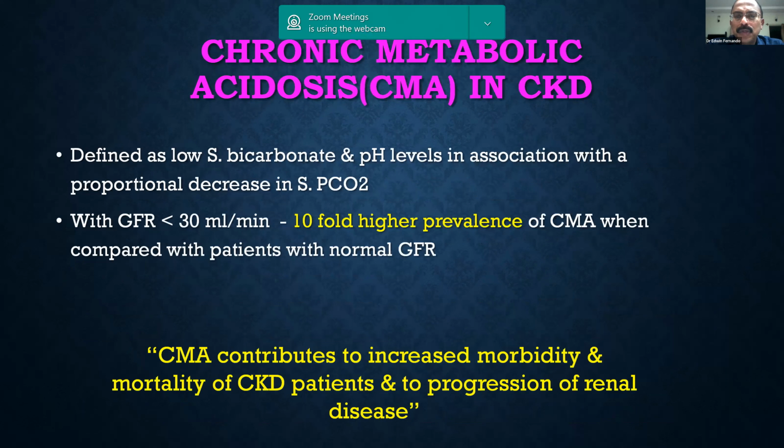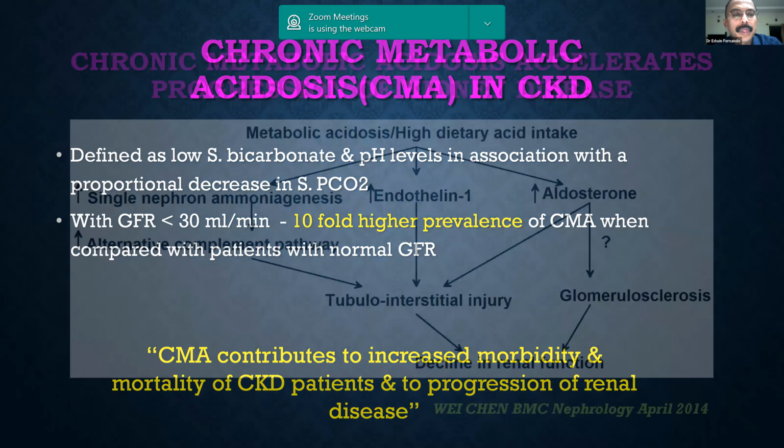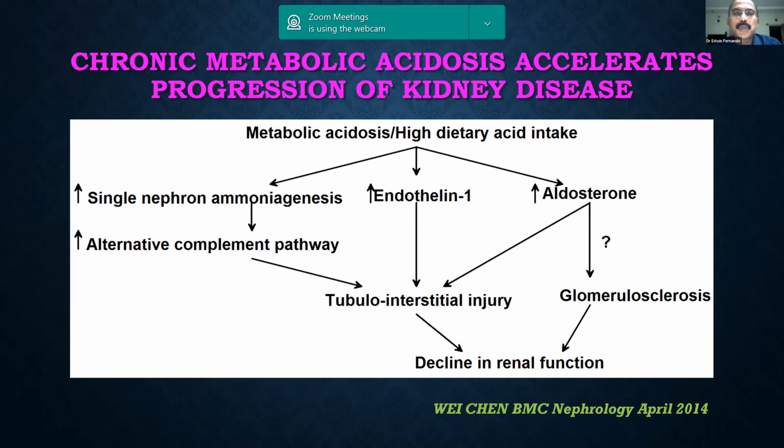Chronic metabolic acidosis in CKD happens whenever the bicarb is low and the pH levels are low. There's a proportional decrease in PCO2. With a GFR of less than 30 mils, there's a 10-fold higher prevalence of chronic metabolic acidosis. And metabolic acidosis contributes to increased morbidity and mortality of CKD patients and to progression of renal disease. Chronic metabolic acidosis accelerates progression of kidney disease.